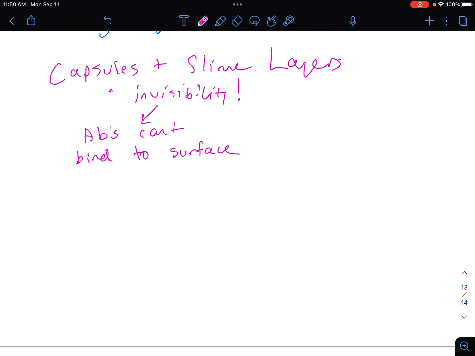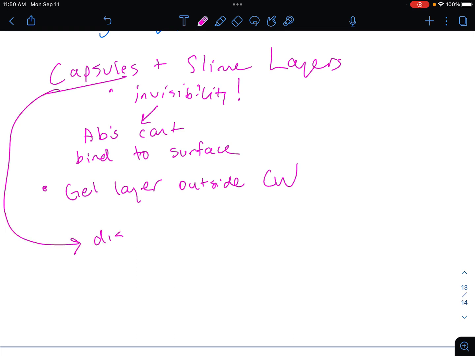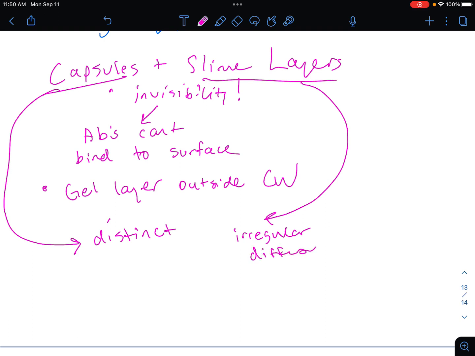Alright, so in general, they are a gel layer on the outside of the cell wall. And the capsule, it's more distinct and gelatinous, hence it's a gel capsule. The slime layer is, however, irregular, and it's somewhat diffuse. It's not as organized as our capsule.